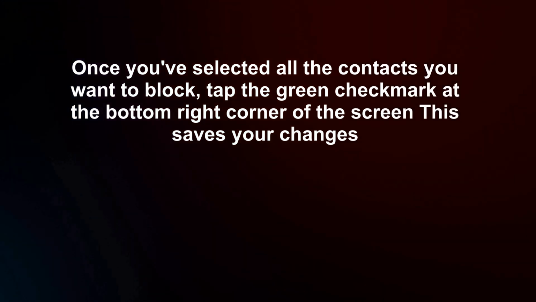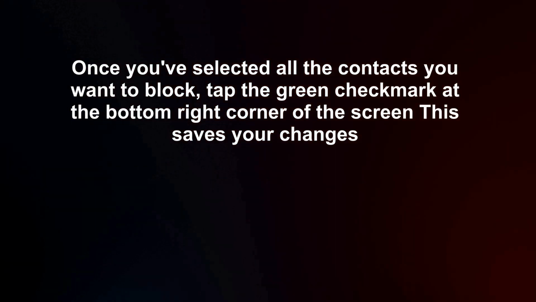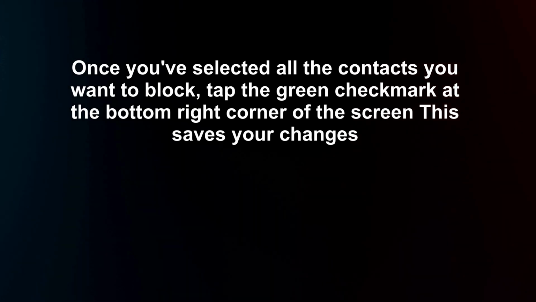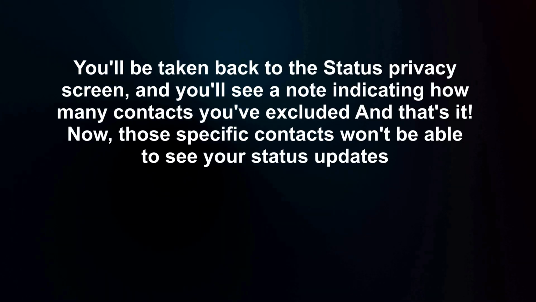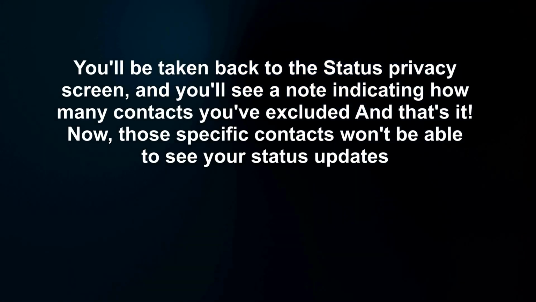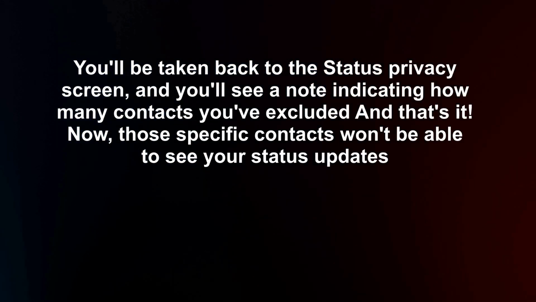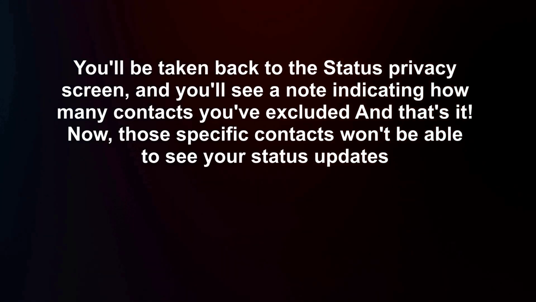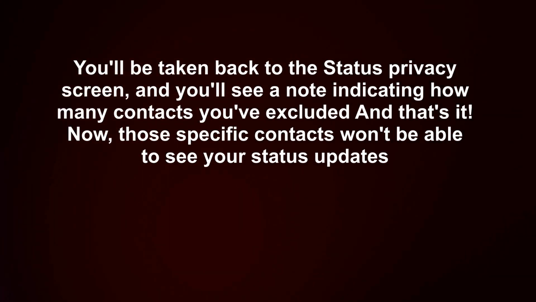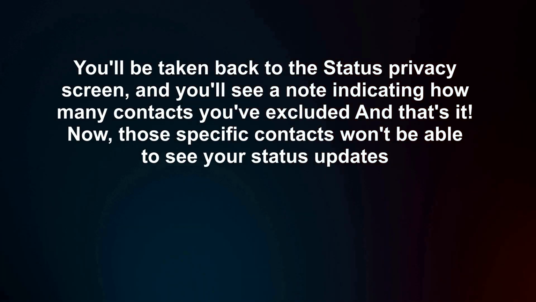Once you've selected all the contacts you want to block, tap the green checkmark at the bottom right corner of the screen. This saves your changes. You'll be taken back to the status privacy screen, and you'll see a note indicating how many contacts you've excluded, and that's it. Now, those specific contacts won't be able to see your status updates.